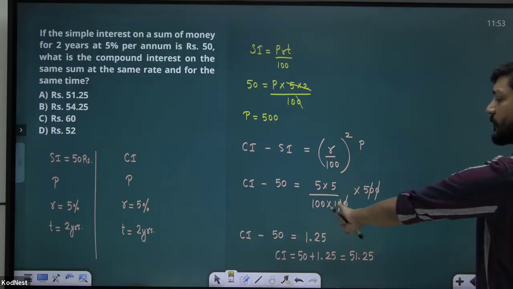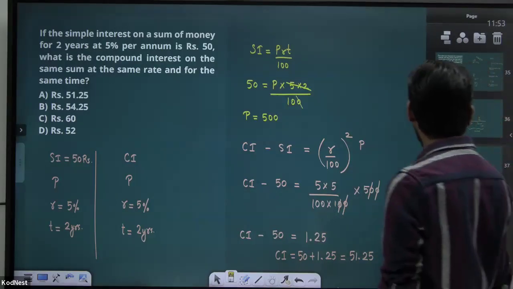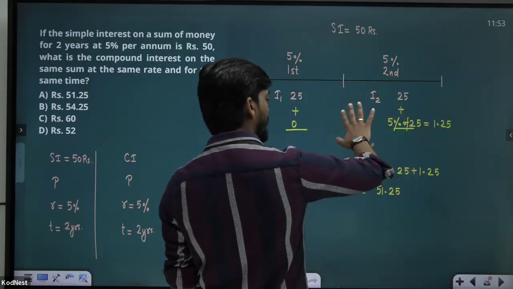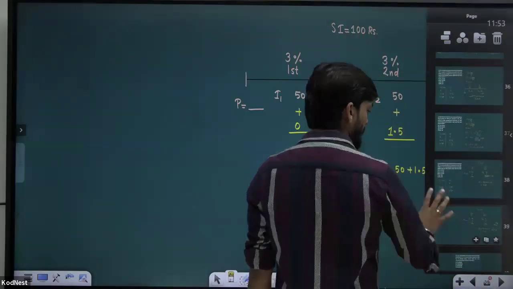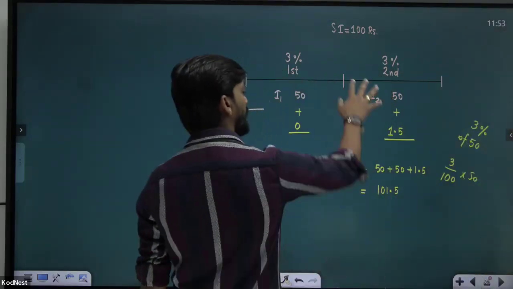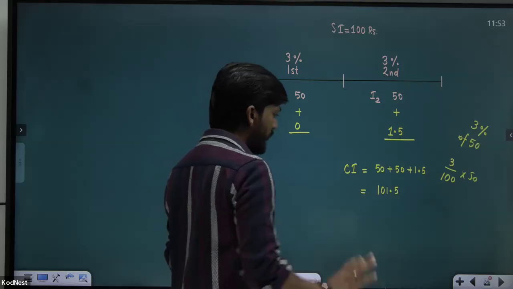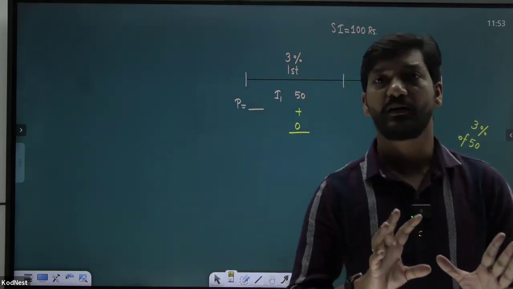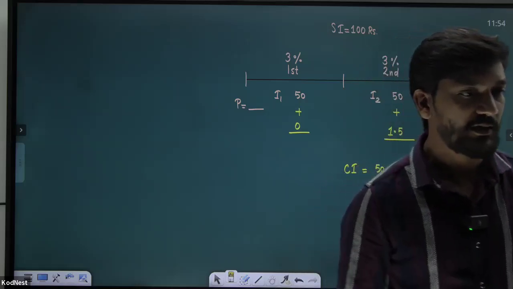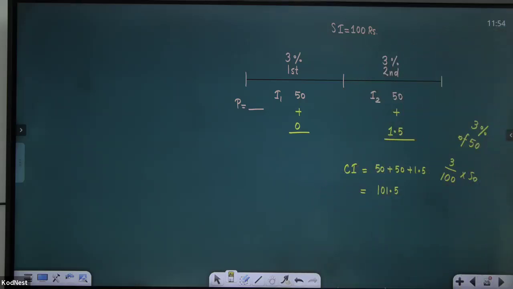But dear, please don't apply this formula now. I've told you this trick, so do it this way only. This question also, do it the same way. Don't apply the CI minus SI formula. A little bit of calculation will be difficult there. Don't calculate principal.